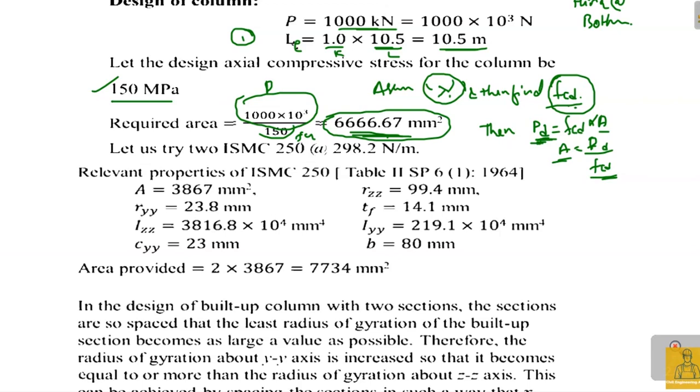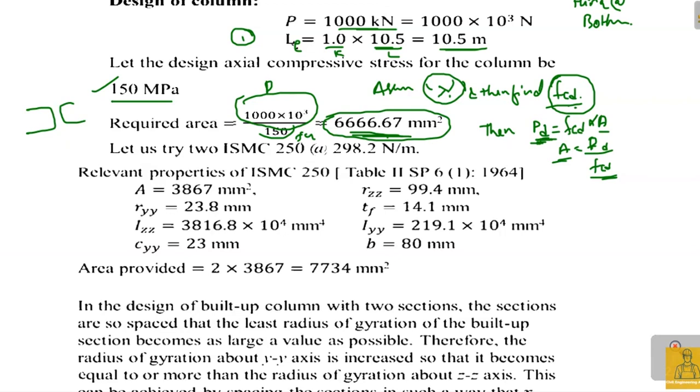Okay, this is not the area of the individual section that is forming the built-up section. This is the combined area, I mean, the total area of these two channel sections. So what should be the minimum area of the individual section? It is this 6666.67 by 2. Isn't it? So how much will it be? Something like 3333 point something, right?